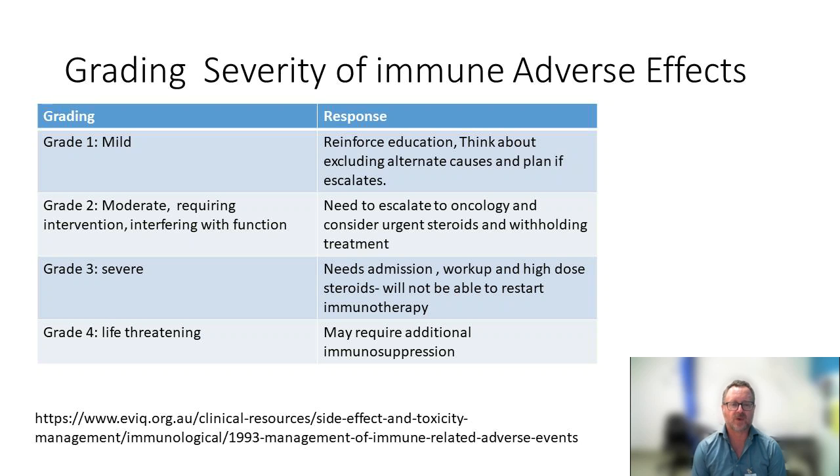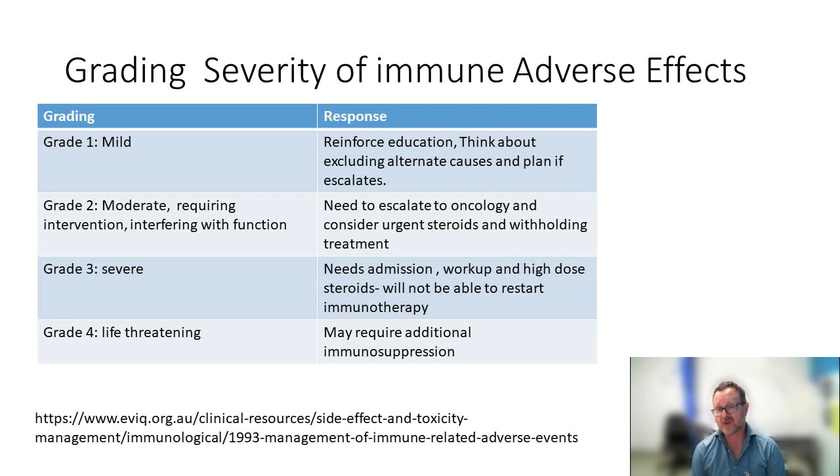It's difficult to simplify the grading of immune adverse effects, as the definitions of what's grade 1 and what's grade 2 differs from every toxicity. But anything more than mild is grade 2, such as something that requires an intervention or interferes with function, and these toxicities need escalation to oncology and consideration of urgent high-dose steroids and withholding treatment.